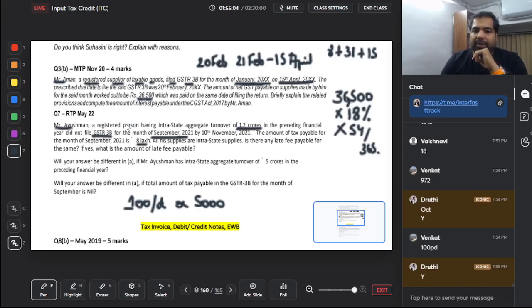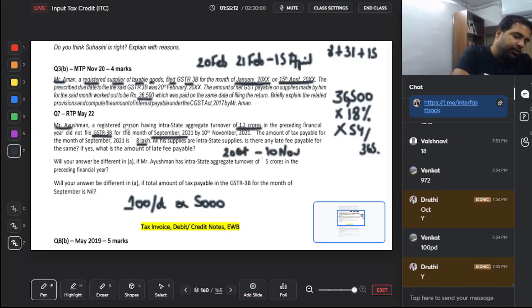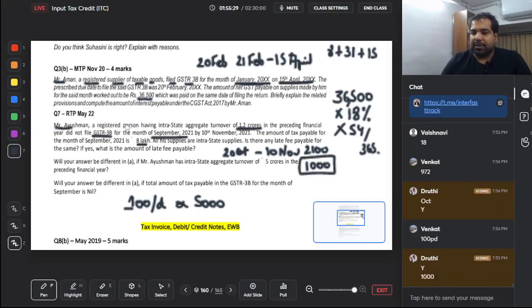And how many number of days, guys? From 20th October to 10th November. Let's calculate, guys. How many days? 31 minus 21 plus 1, 11 days of October, 10 days of November. So 21 days into 100 is 2100. No, he will not pay 2100. He will pay maximum 1000, but this he will pay under CGST as well as under SGST.